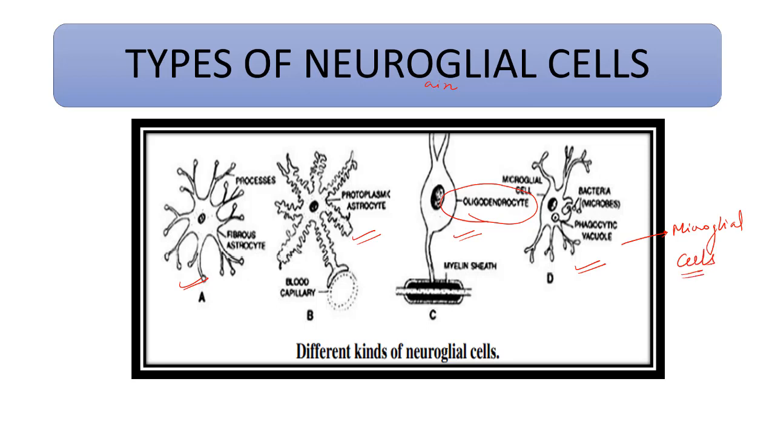Understood? The first is astrocyte, fibrous astrocyte, then the protoplasmic astrocyte, then the oligodendrocyte, and the fourth one is microglial cells. All the characteristics of all these four cells have been discussed.